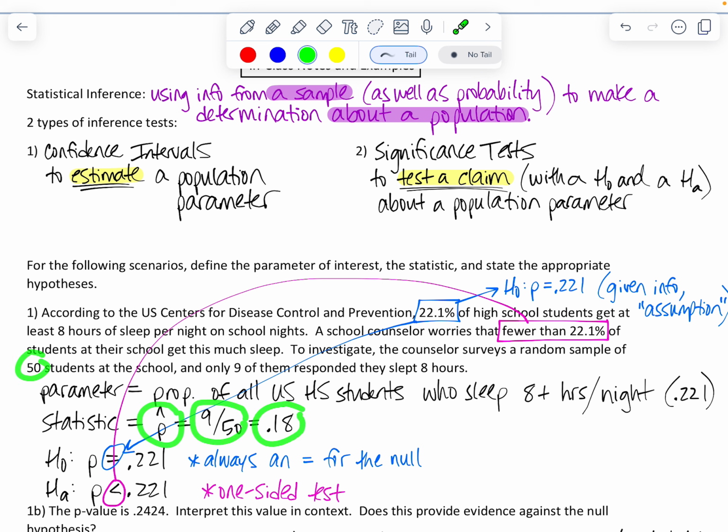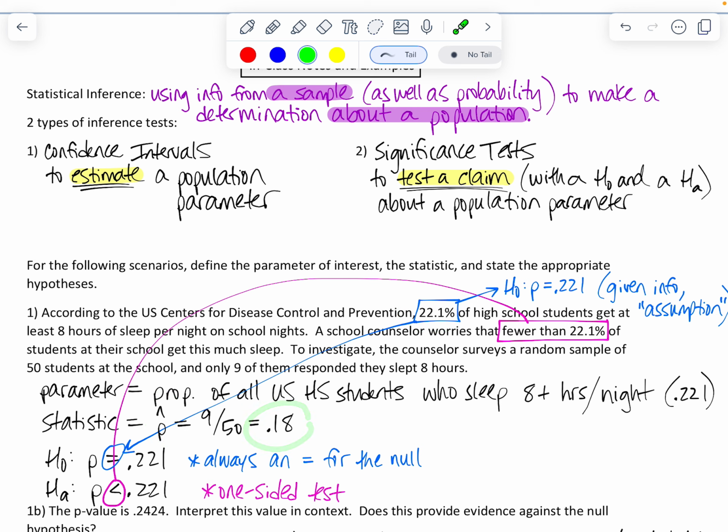Okay, if we take a different sample, we would have a different p-hat. You remember this? And it would probably not be 18%. It would probably be something else. And just because we have this assumption, 22.1, does not mean every single time we take a sample, we're going to get an answer very close to it, right? We might get really close to it. We might get really far away, but every different p-hat is going to be a different value.